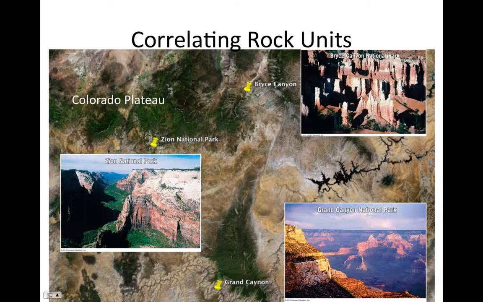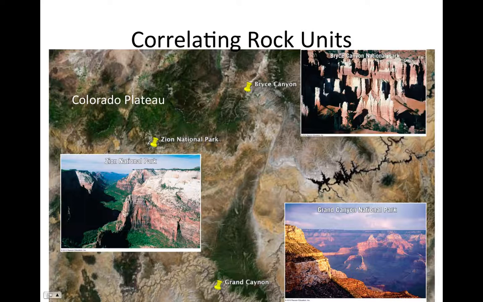So correlating rock units, like we talked about a little while ago, is helpful in putting the larger picture together. When we correlate rock units, we can not only get an idea of what happened in one location in the past, but we can get an idea of what happened in a much broader region if we can connect the rocks from one location to another. For example, the Colorado Plateau, a region in the southwest part of the United States, is known for its very beautiful layers of sedimentary rock.